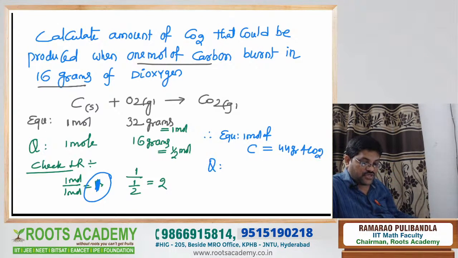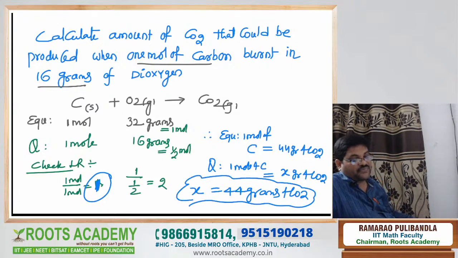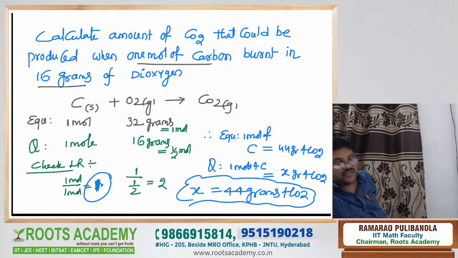In the question, again 1 mole of carbon is burned. In the question, you get X grams of the CO2. Therefore, on cross multiplication, X is equal to 44 grams of the CO2 forming. Understood what I am saying? Simple logic, no confusion in the logic.